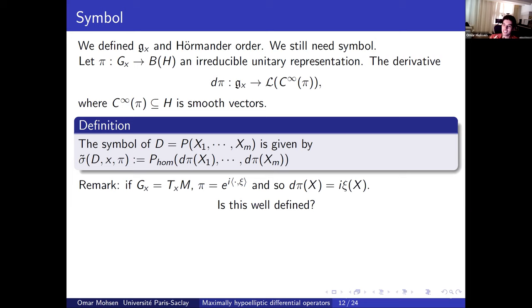At least if you think a little bit about it, you'll see that this is not trivial at all. Because if you write a differential operator in two different ways, by well-defined I mean, does it depend on the way you write your differential operator as a polynomial in the vector fields? If you write your differential operator as two different polynomials, there is really no way to prove directly, or at least to see, why this should give you the same result.